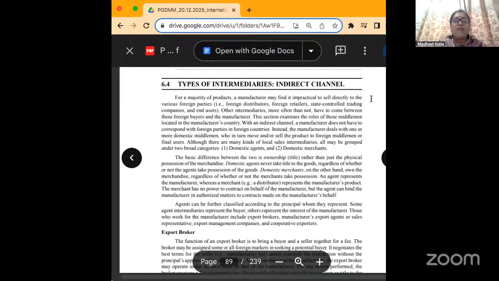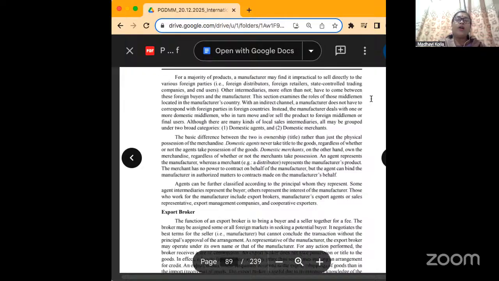So in an indirect channel, fundamentally we're talking about two broad categories. We just spoke about them a few minutes ago. One is the domestic agent and second is the domestic merchant. So we have understood that domestic agents never take ownership of the title. That means they never own the goods as such. They're only helping to move the goods from one location to the final location. Whereas domestic merchants actually take title to the goods. That means they actually purchase the goods from the manufacturer.